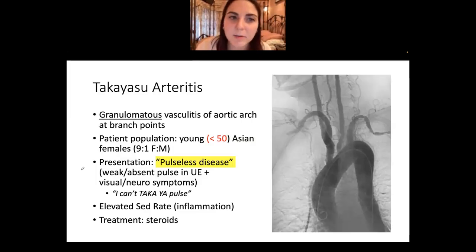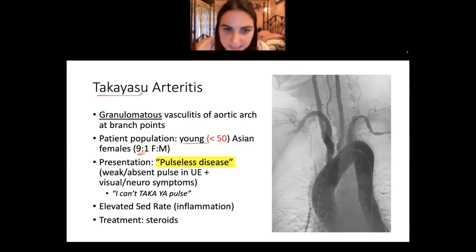So a lot of these are going to be more common in females. I actually pointed out the ones that you tend to see more in males because those are more rare. A lot of the immune system mediated stuff is more common in females, but this is a 9-to-1 ratio. So it's a lot more common in females than males. And for this, it's going to be young, less than 50 years, Asian females. So again, with Takayasu, you can be thinking Asian, but this one's going to be more so young versus GCA. GCA is over 50. Takayasu is going to be young females under the age of 50.